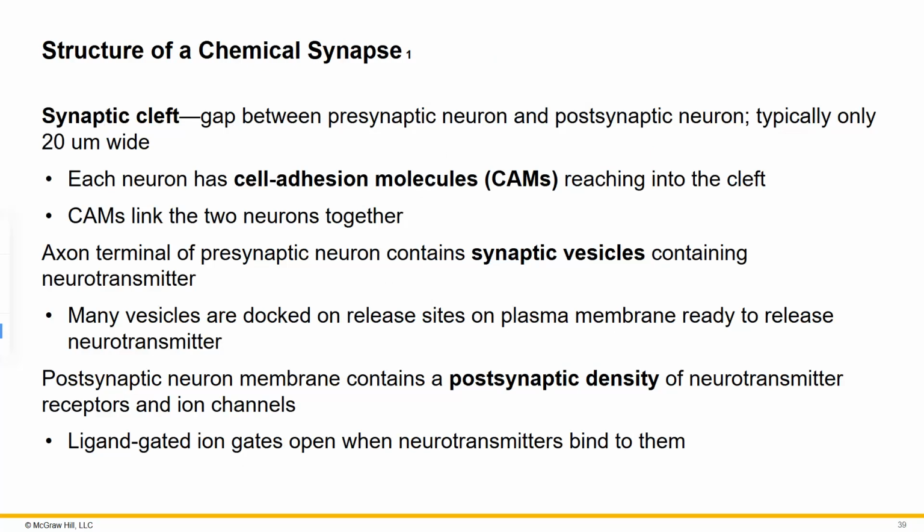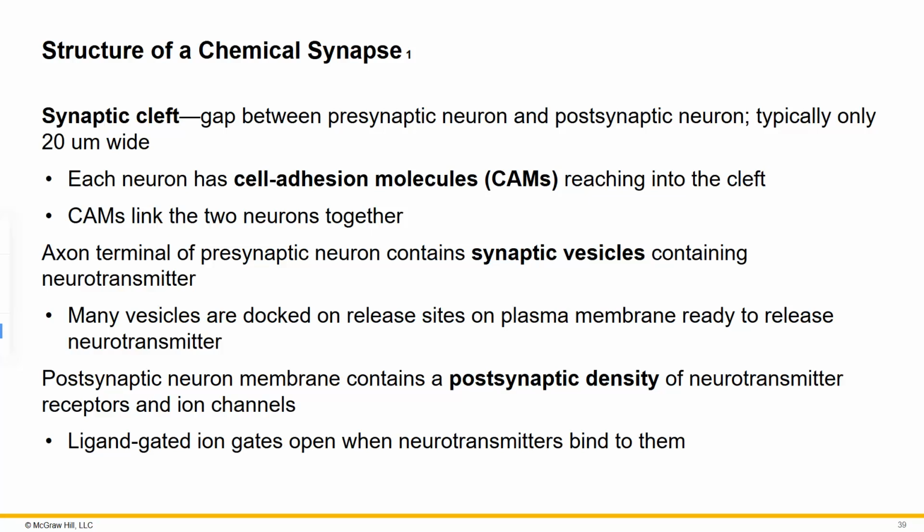The synaptic cleft is just the name of the gap between the presynaptic neuron and postsynaptic neuron, like the gap between my house and my neighbor's house. It's typically only 20 micrometers wide. Each neuron has cell adhesion molecules, or CAMs, reaching into the cleft. CAMs link two neurons together.